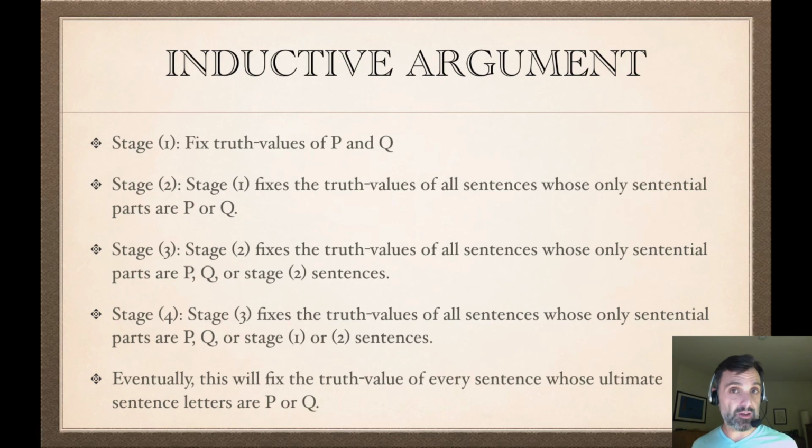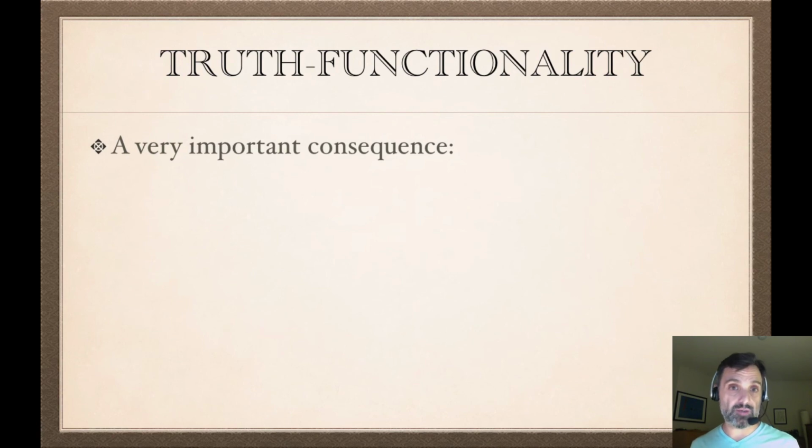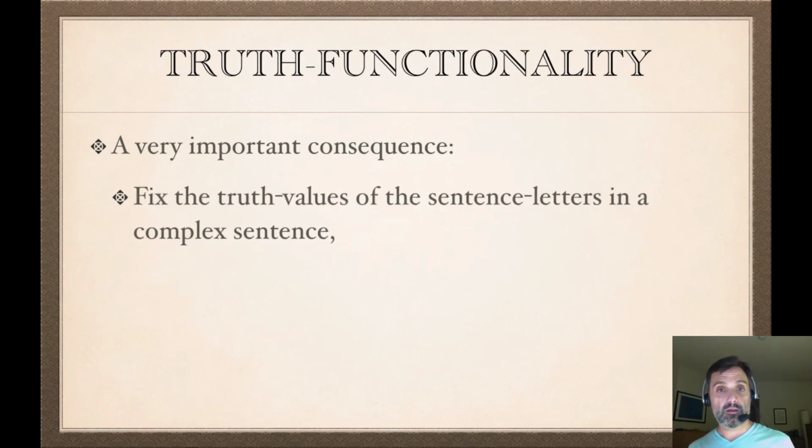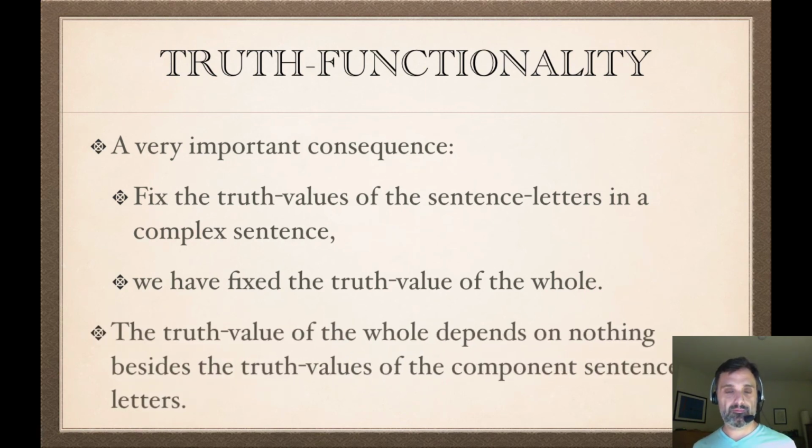And so in the next video, we'll be talking about how to use truth tables to determine whether or not a sentence is a tautology. But this property of truth functionality is what allows us to do that. If we fix the truth values of the sentence letters in a complex sentence, we fix the truth value of the whole. And it's because of this that our method is going to work for telling us whether or not a sentence is a tautology, which of course we'll have to find out what that means. So, okay, next video coming up.